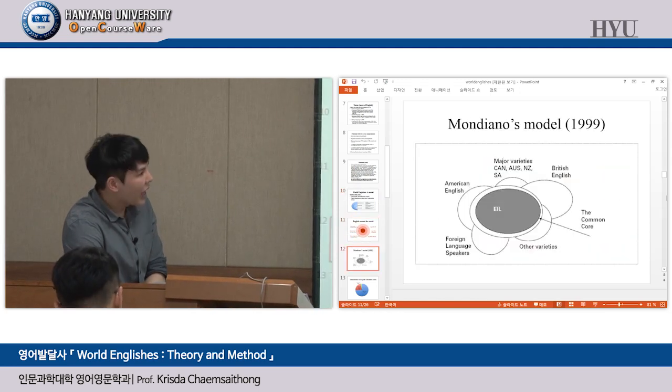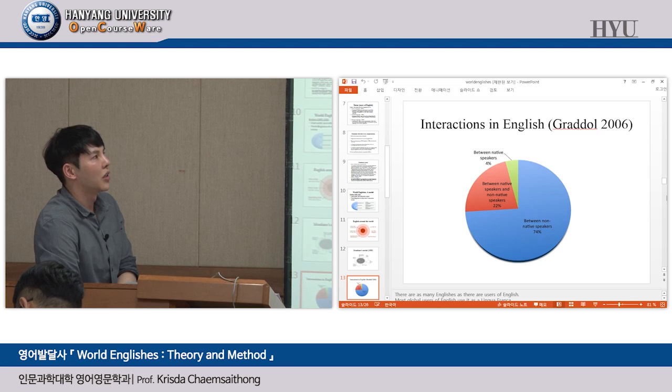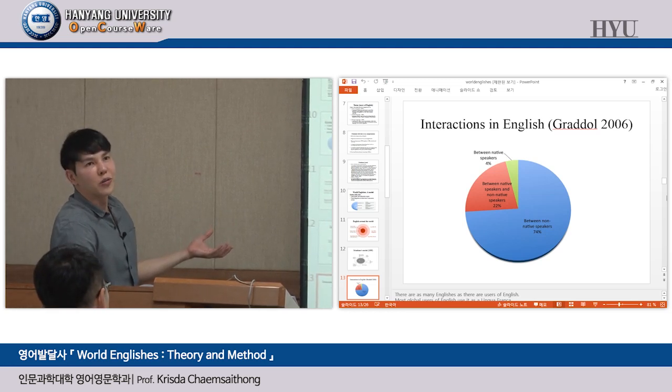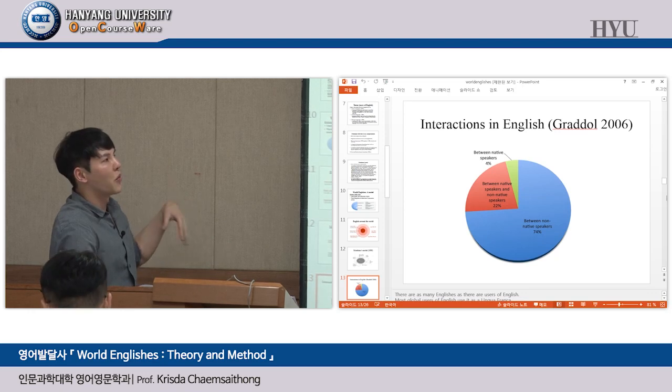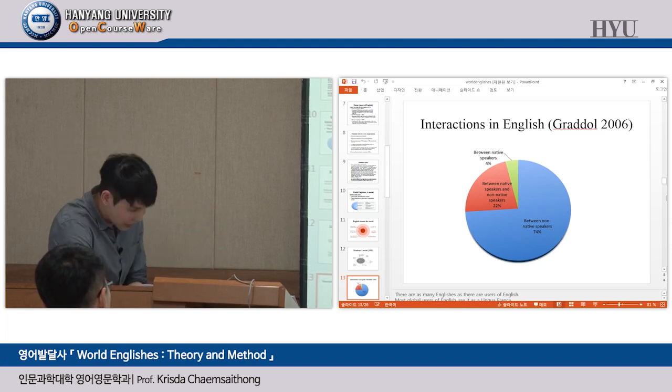Now that most interactions are between non-native speakers, what's the use of following native speaker models? It doesn't matter whether it's an Australian model or a British model. What's the use of that, now that it's between non-native speakers?